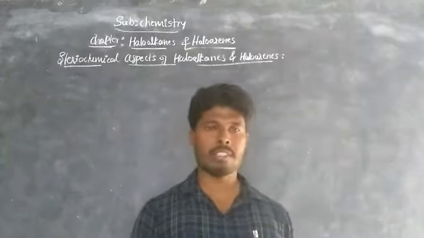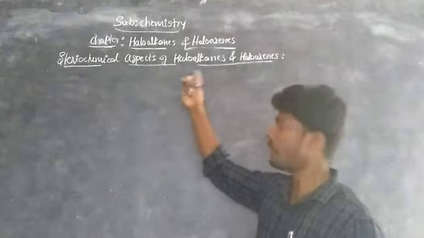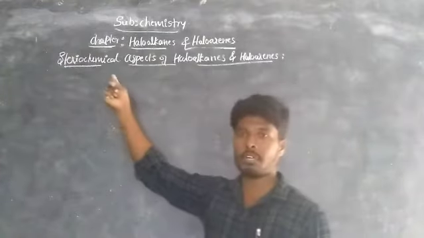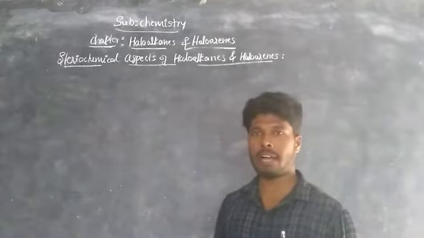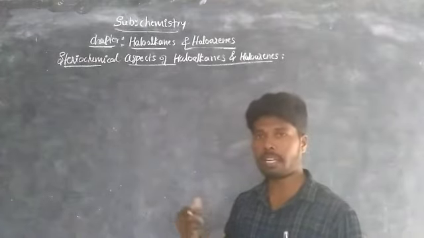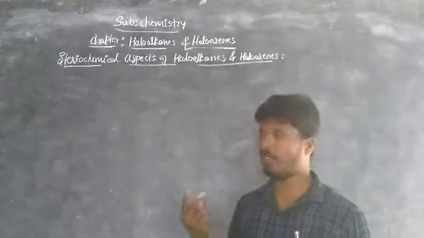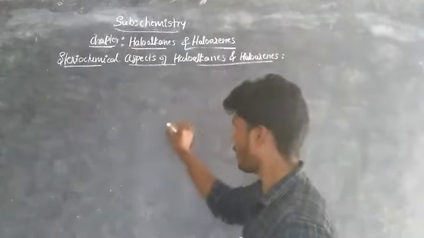Welcome to chemistry class. The next concept is stereochemical aspects of haloalkanes and haloarenes. Here the stereochemical aspects is nothing but the spatial arrangement of atoms or groups around a carbon atom in different ways or in different planes. It means, for example, take a carbon atom.